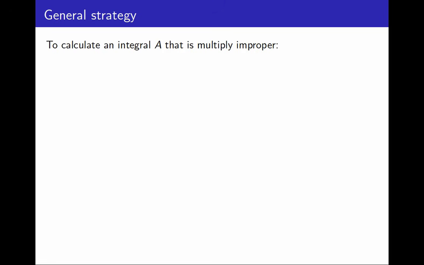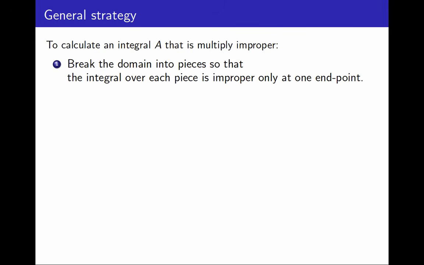Here is the general strategy. Let's say I want to calculate an integral, I'm going to call it A, which is multiply improper. This means that it is improper in more than one way, perhaps at both ends of integration, like the previous one, or perhaps there is a problem at an intermediate point in the middle of the domain. What we are always going to do is first break the domain into pieces so that the integral over each piece is improper at one point and one point only. Because then each one of those pieces, I know how to study it independently, how to set it up as a limit, and determine whether it is convergent or divergent. Those are all of the same kind.